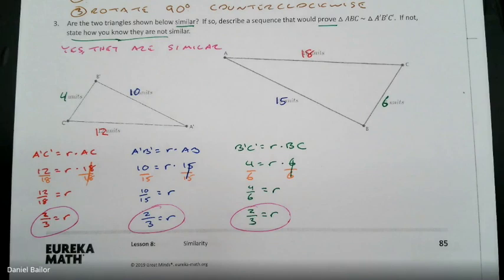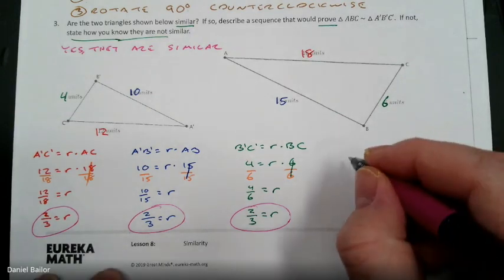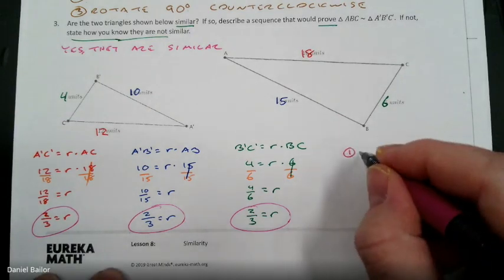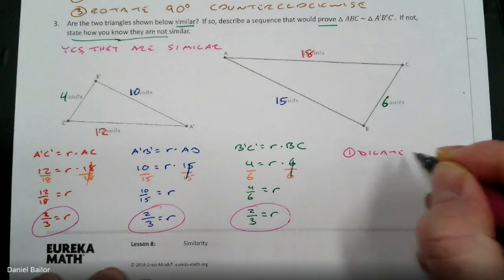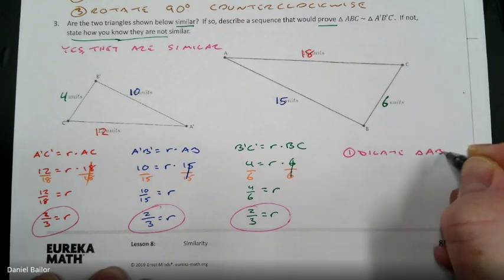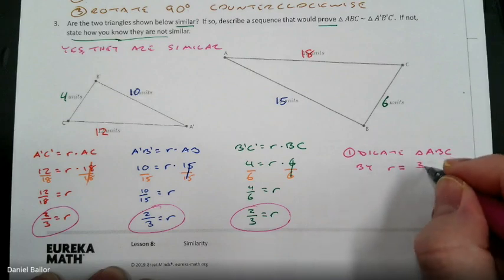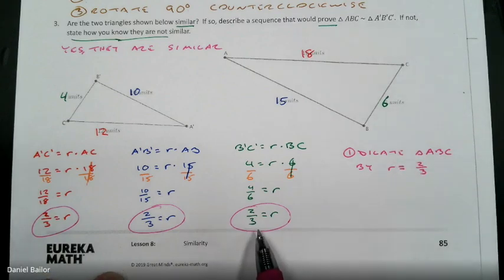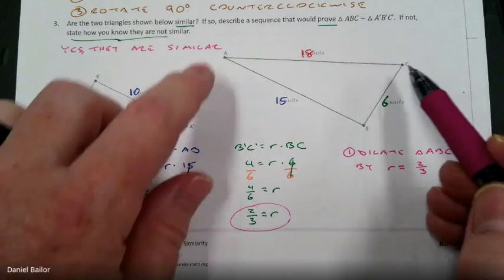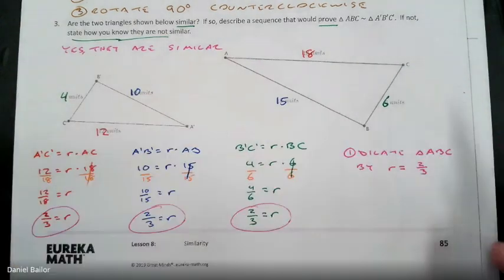I need to prove it by lining them up. So what I'm going to do, remember, I need to make the size match first. So size has to match first. So what I do, step 1, dilate triangle ABC by r equals 2/3, because that was the scale factor I found. If I dilate this by 2/3, it will shrink.